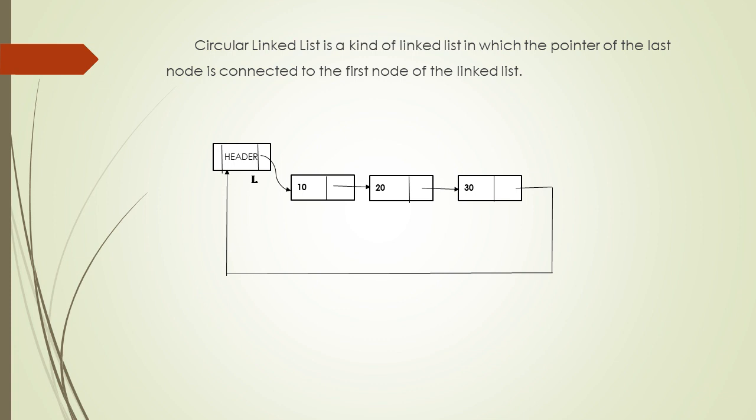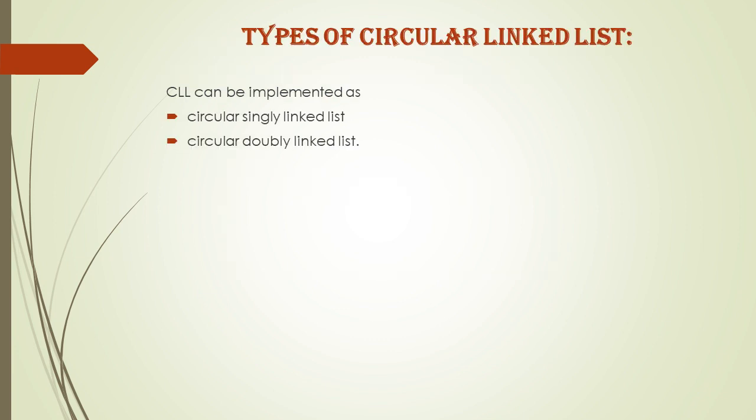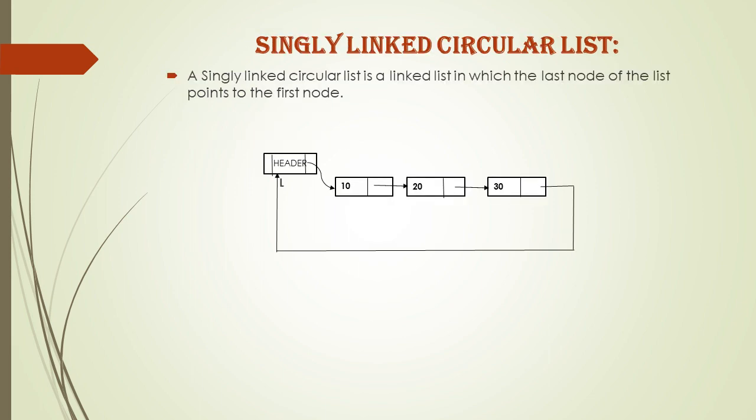Here the figure shows that the last end of the node is connected with the header node, that is the first node of the linked list. Types of circular linked list. Circular linked list can be classified as circular singly linked list and circular doubly linked list.